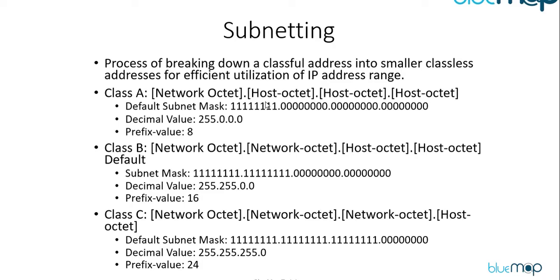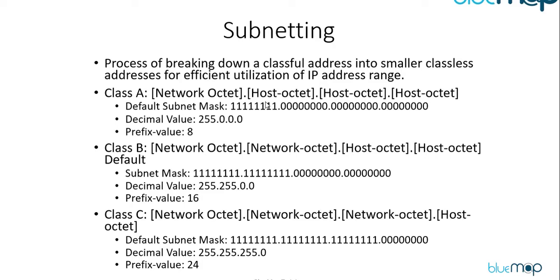So the default subnet mask specifies how many network bits and how many host bits there are. Networks are represented by 1 and hosts are represented by 0. You cannot change the network octet, but you can change the host octet from a 0 to 1. So you can have that many combinations. Looking at this particular class A, you can have 2 raised to 24 combinations.